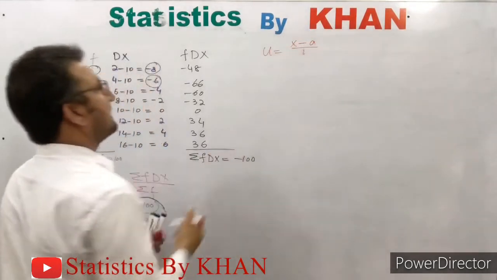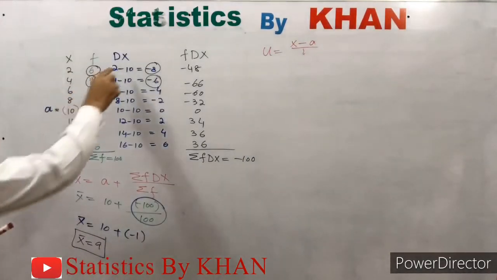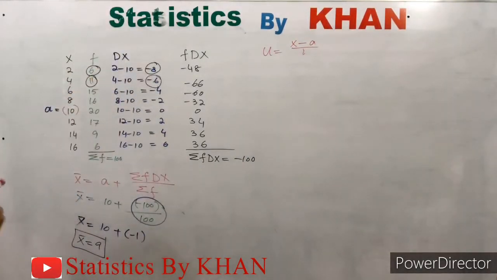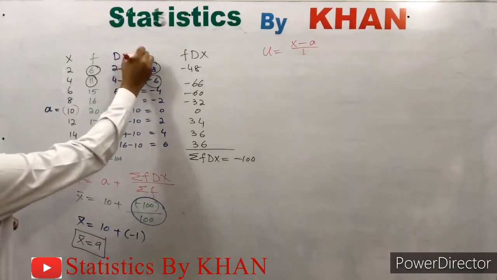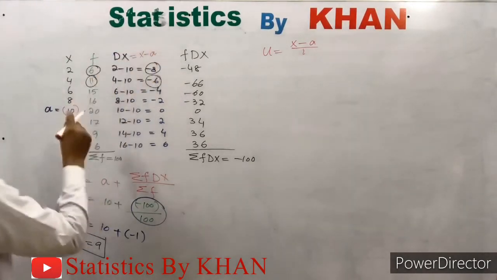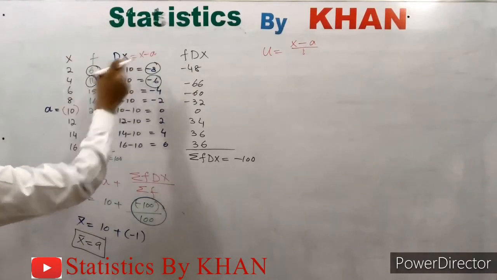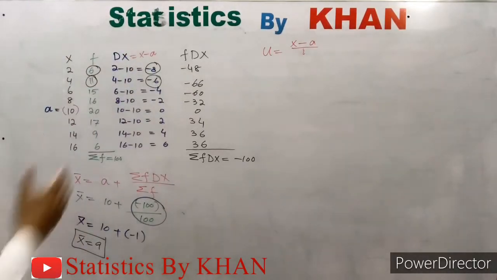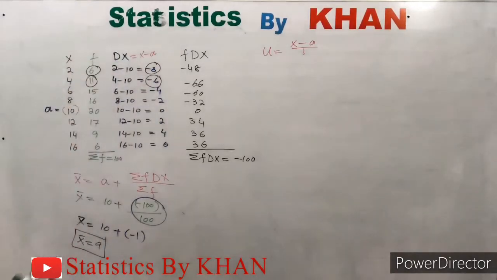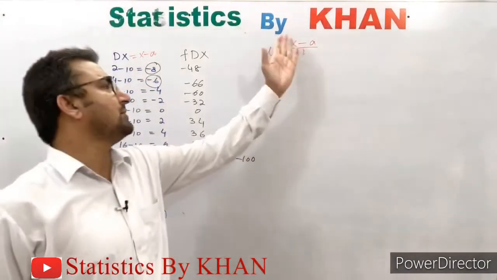You can see over here, actually this dx equals x minus a. If we focus, this dx is already equal to x minus a, because from each value of x, a has been subtracted. So actually this dx is equal to x minus a. Or you can put over there, instead of x minus a, you can put dx.